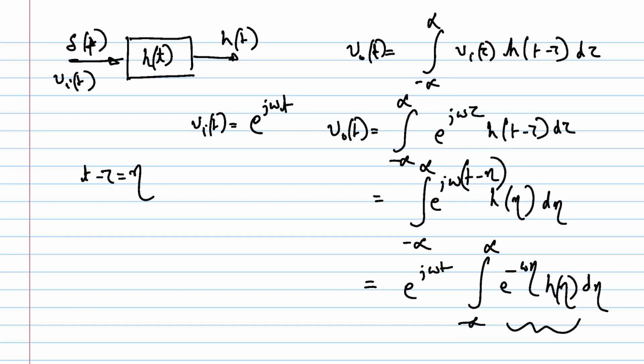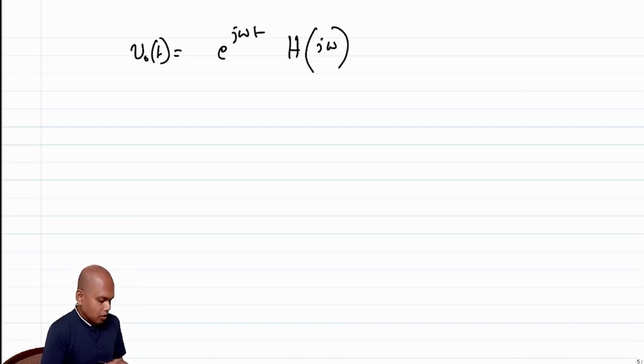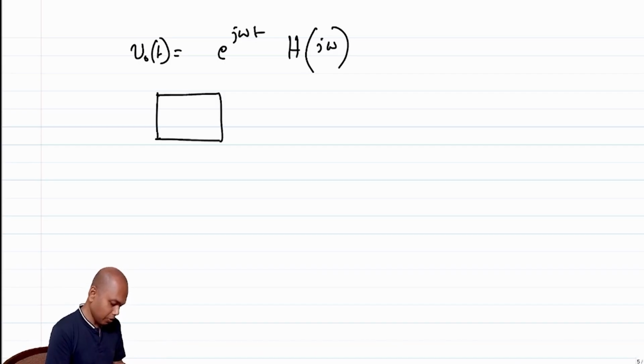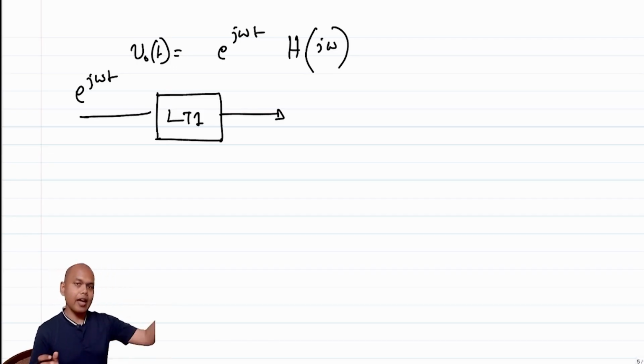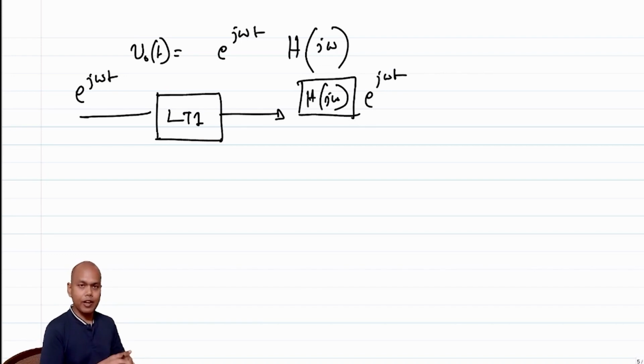Okay, so now this is a function of omega only, right? Which means that your v0(t) becomes e to the power j omega t times some function, I call it h of j omega, right? So what is it saying? It is saying that in an LTI system, important disclaimer, it has to be an LTI system, not just a linear system. It has to be a linear time invariant system. In an LTI system, if an input is e to the power j omega t, the output is essentially a scaled version of the same input, right? All it's saying is that output is e to the power j omega t times a scaling factor. Note that this is only a scaling factor because it is not a function of t. It is a function of omega, but not a function of t.